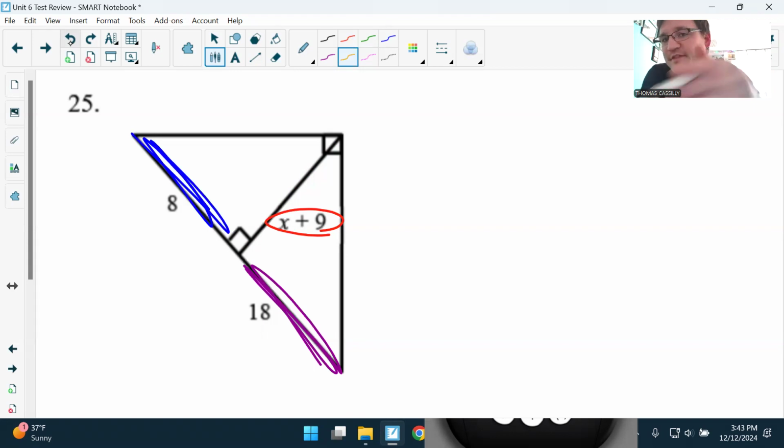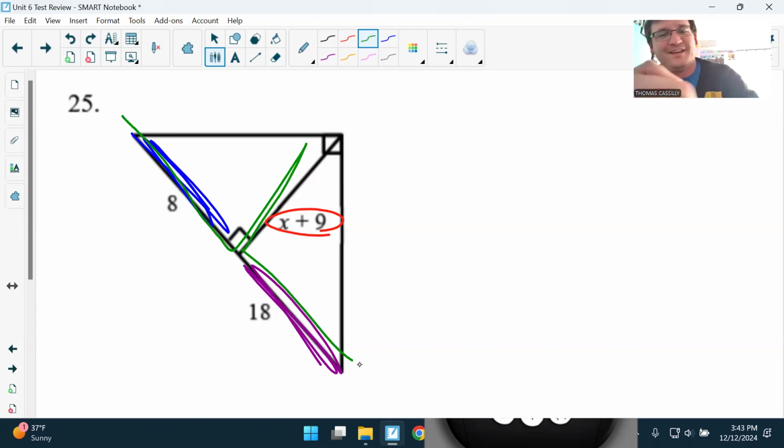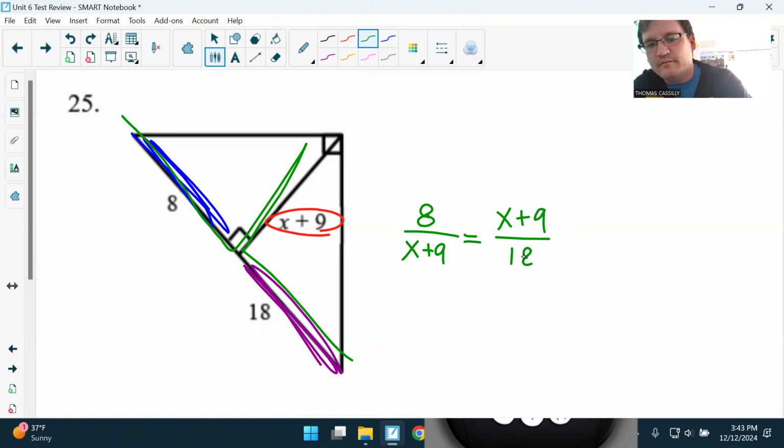All right, so that's what the theorem says. But if we just follow the pattern, just do the heartbeat thing, we can say 8 over x plus 9 is going to be equal to x plus 9 divided by 18. All right, and that would be the correct setup on this one. Now, we have to cross multiply, so 18 times 8, that's not right. Yes, it is. 18 times 8 is 144.